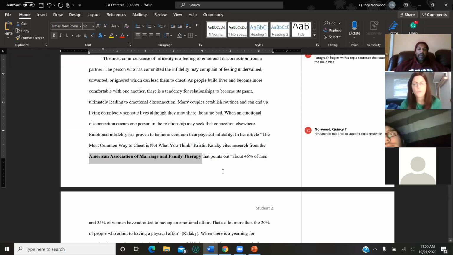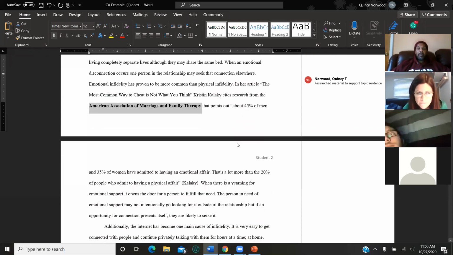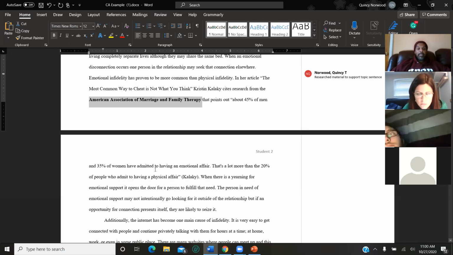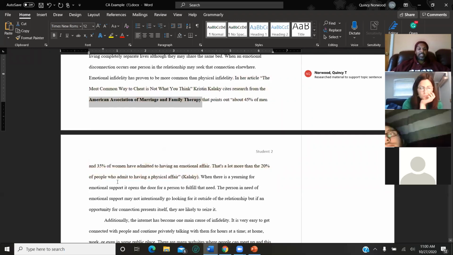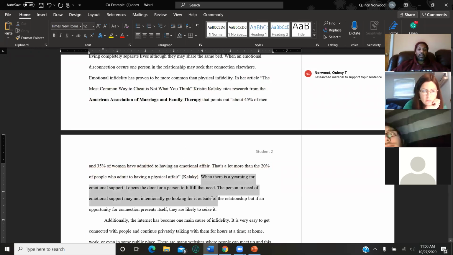All right. It points out that, quote, "about 45% of men and 35% of women have admitted to having an emotional affair. That's a lot more than the 20% of people who admit to having a physical affair." And then here's my citation, and then here's the follow-up. Again, the student didn't begin or end with the quote, and then they followed it up.